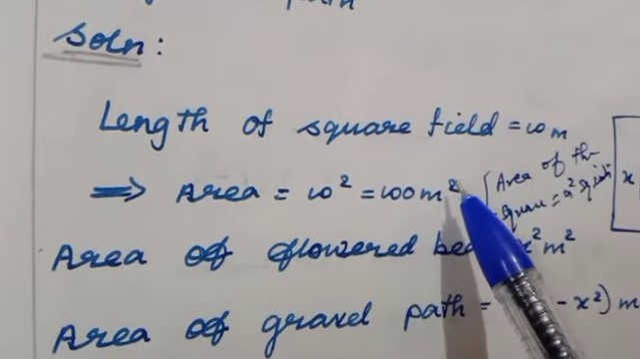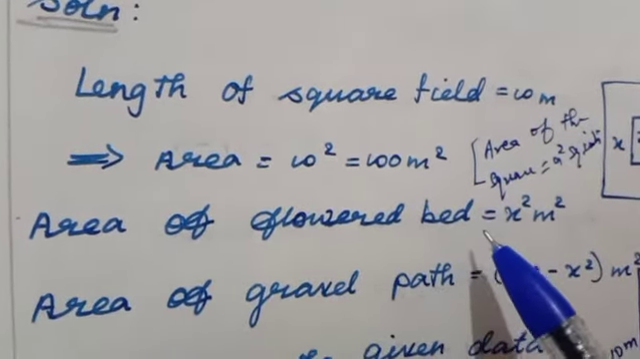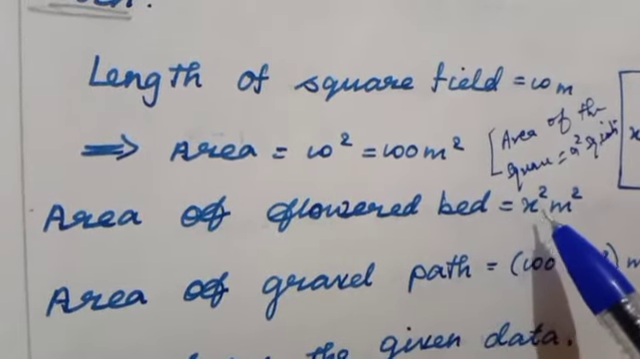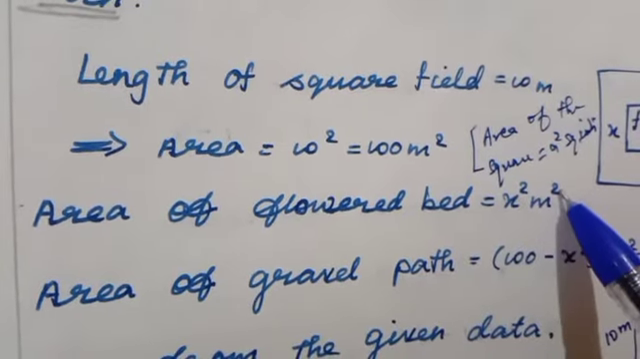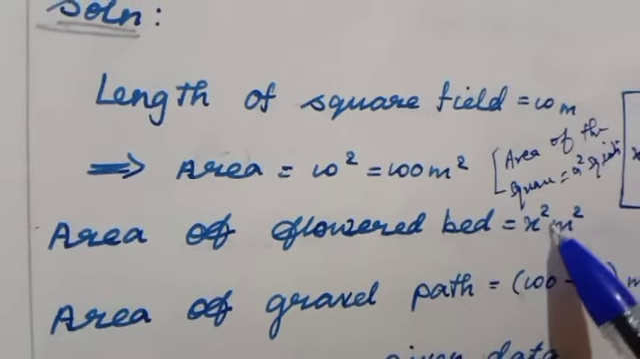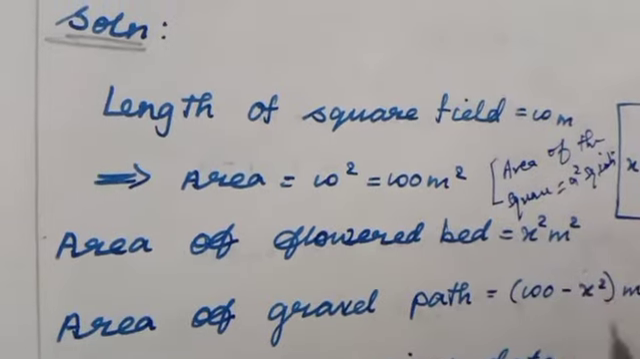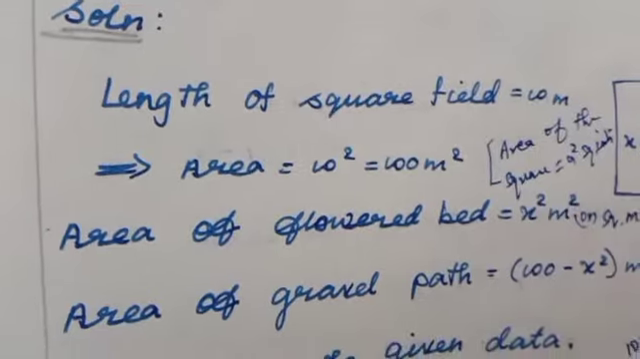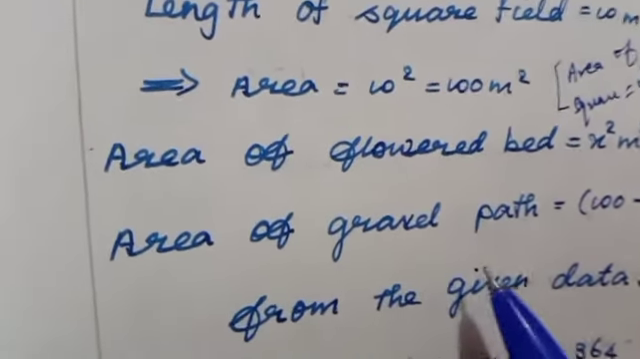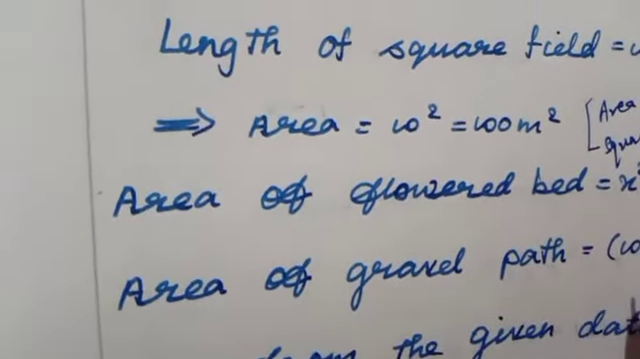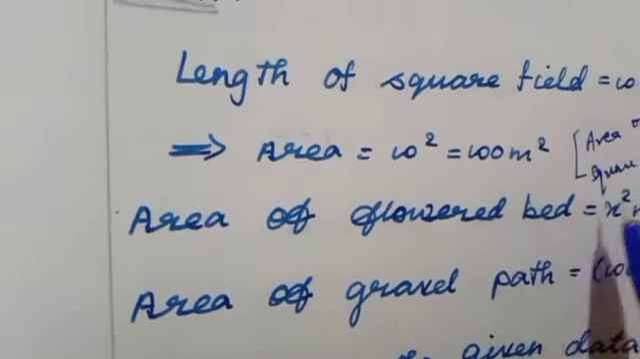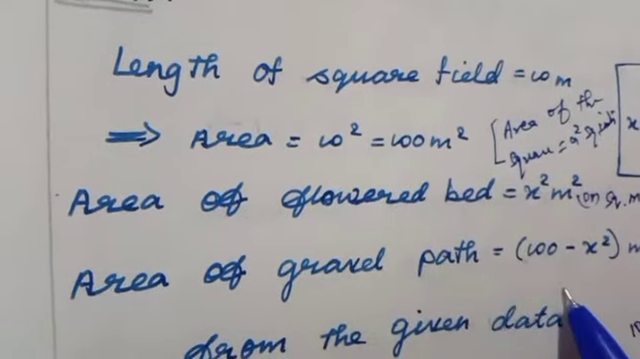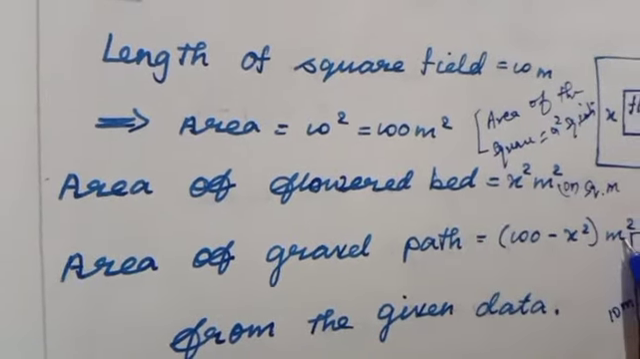This is the unit. Area of the flower bed, how do you have to calculate? Its side we have to consider as x. So x into x, that is x squared square meters. Now we have to find the area of the gravel path. The area of the gravel path, you have to subtract these two areas. So that is 100 minus x squared square meters.